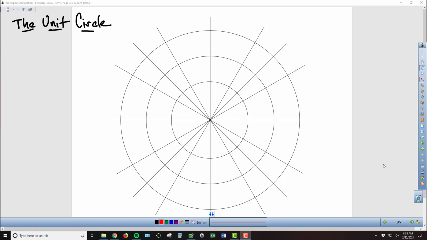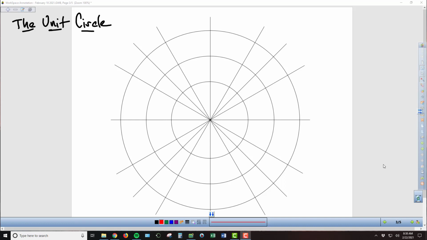So here we're going to develop something called the unit circle, which is going to be a tool that we're going to use constantly to help us do a variety of trigonometric activities. Included in that is converting and memorizing the conversions between degrees and radians for angles associated with 30, 60, 90 and 45, 45, 90 triangles.